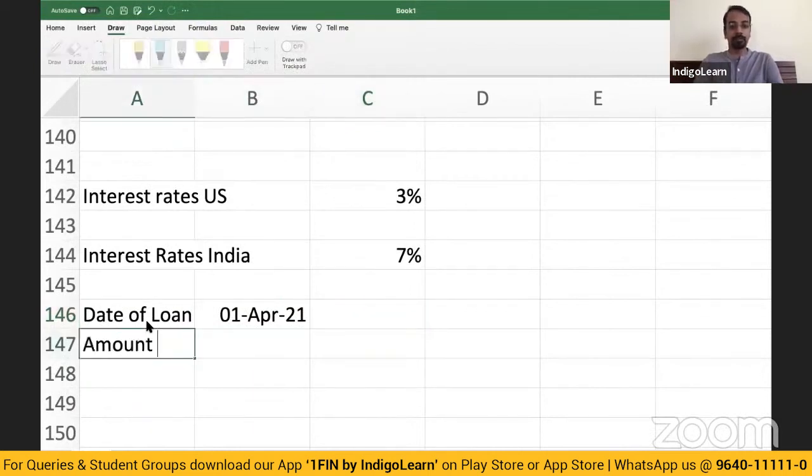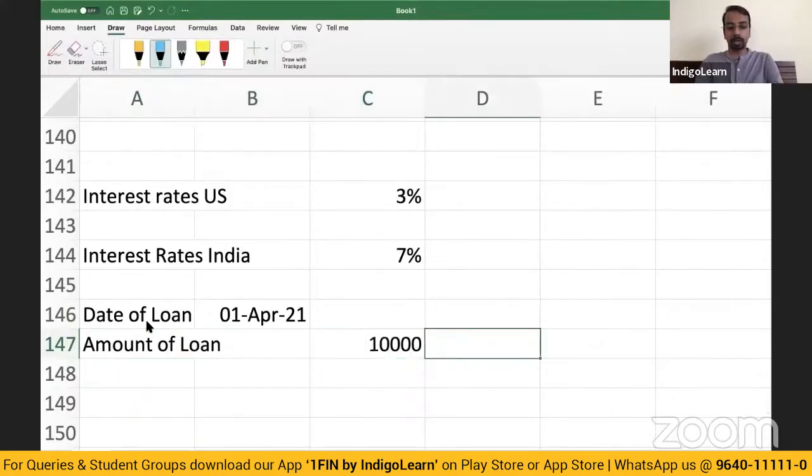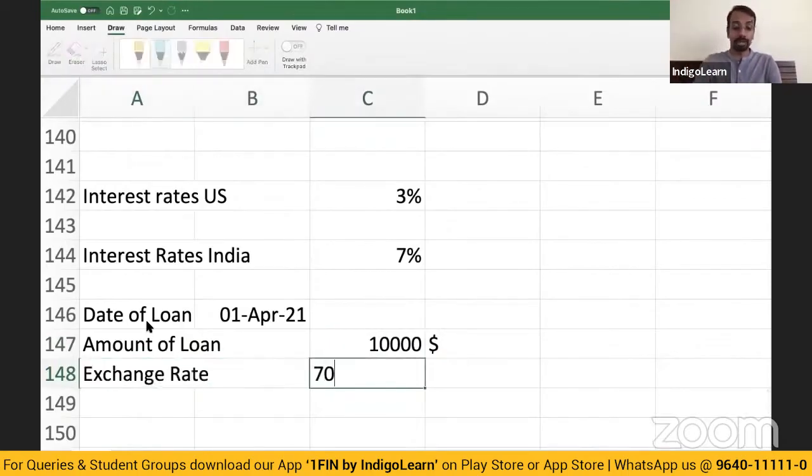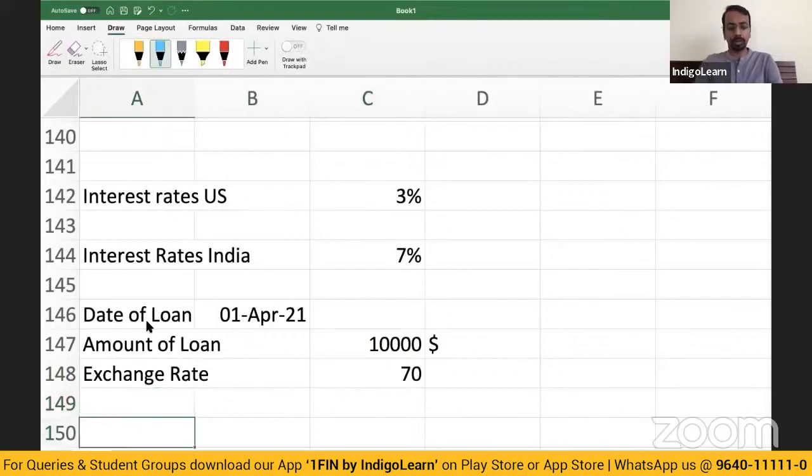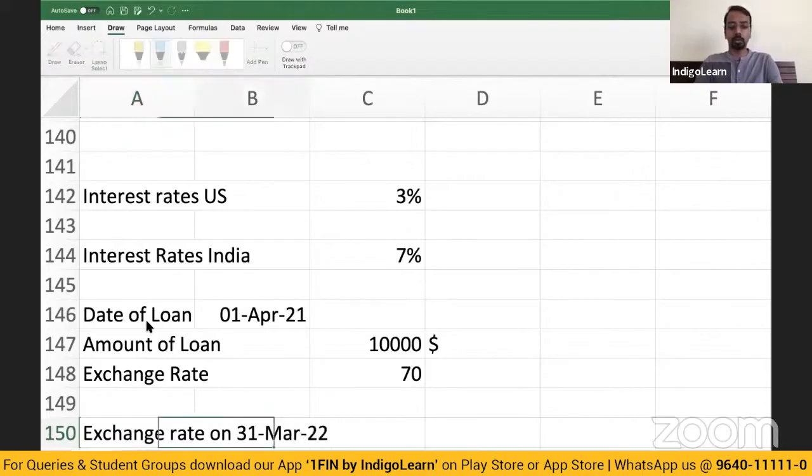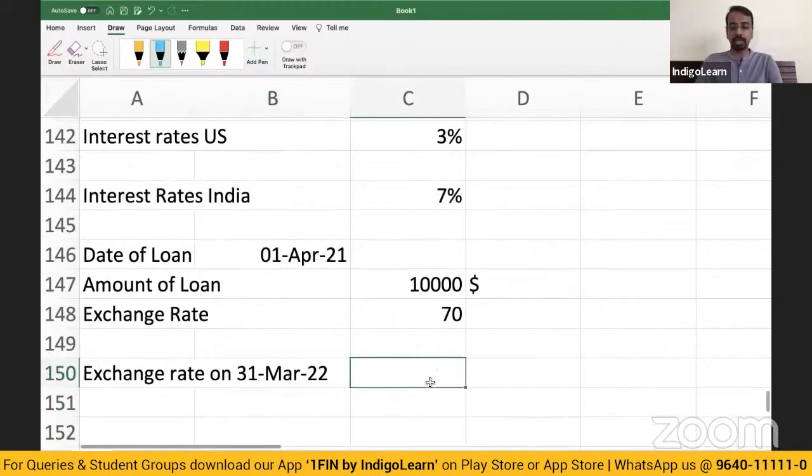Amount of loan is, let us say, $10,000. Exchange rate on the date of borrowing is say 70. And for a moment assume the exchange rate on 31st of March of 22, that is after 1 year, maybe settled or maybe unsettled, is 75.